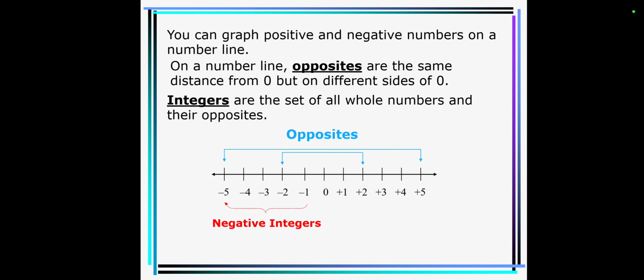Again, integers have negative integers, and they also have positive integers, and they include 0. Always remember that 0 is neither negative nor positive.